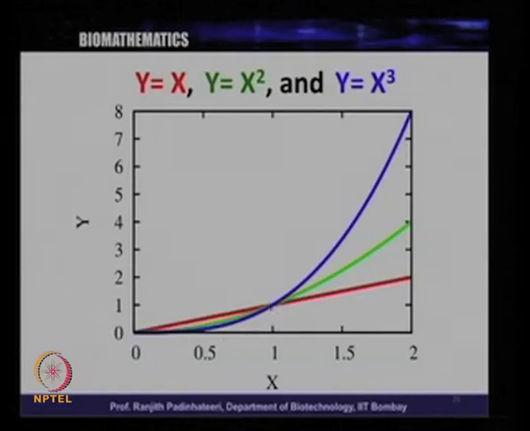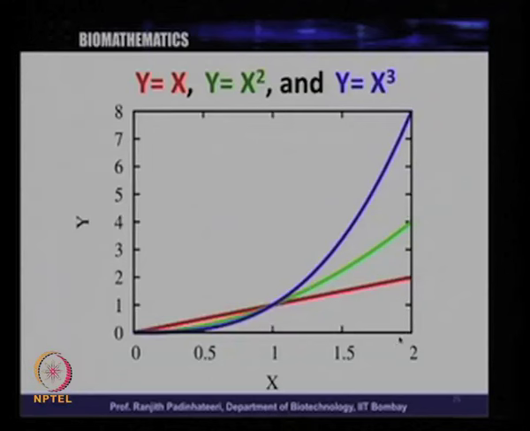As you can see here, at 1 all of them meet, that means the square and cube of 1 is 1 itself. Below 1, x is larger than x square, the red is above green, and x square is larger than x cube, the green is above blue. But above 1, the green gets larger as we go to larger and larger x, the blue, which is x cube, is growing much faster, and green actually grows faster than the red, which means x square is growing faster than x.